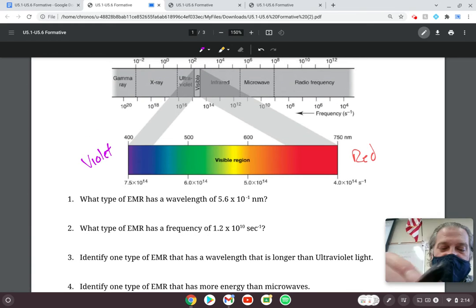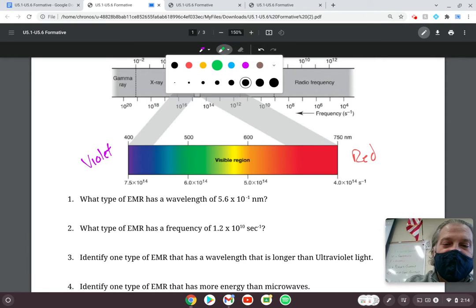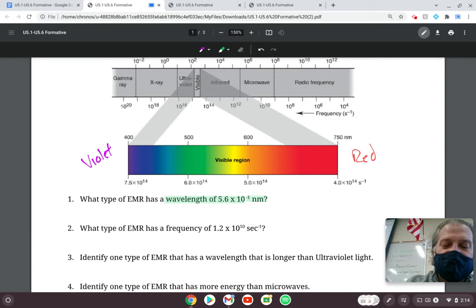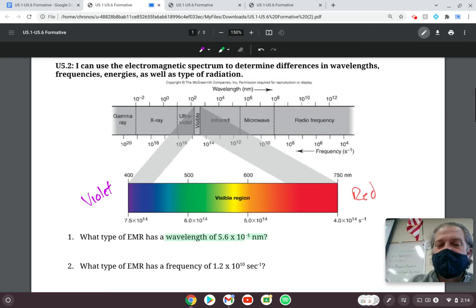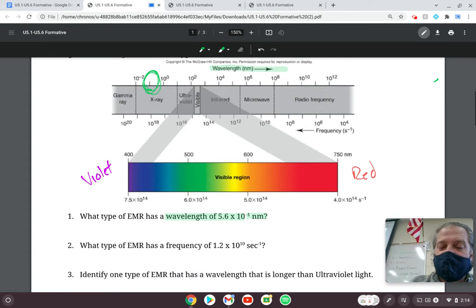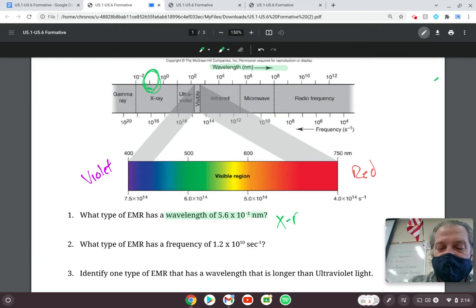Now, what type of electromagnetic radiation has a wavelength of 5 times 10 to the minus 1 nanometers? So if I go up here and I look at wavelength, which is on the top of the diagram, I'm looking for anything that has something times 10 to the minus 1. And I see that something times 10 to the minus 1 is going to be right about there. So that tells me that this is going to be an X-ray.